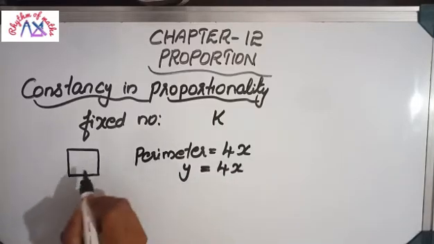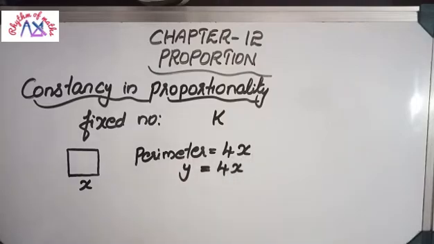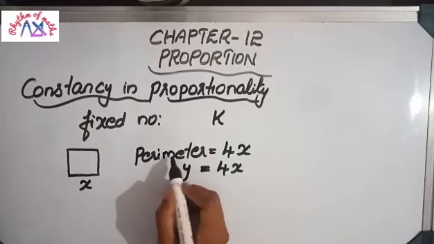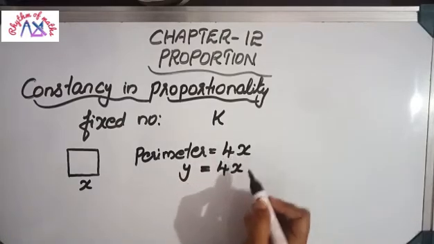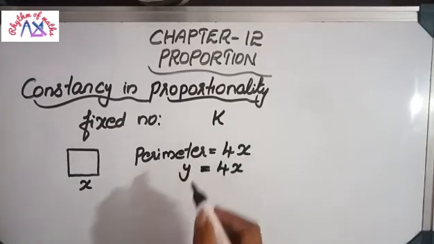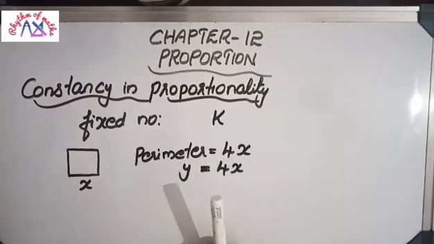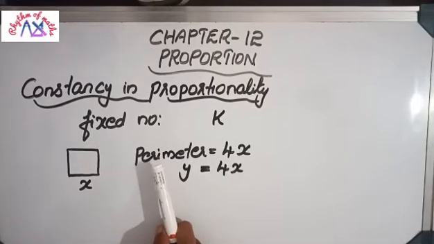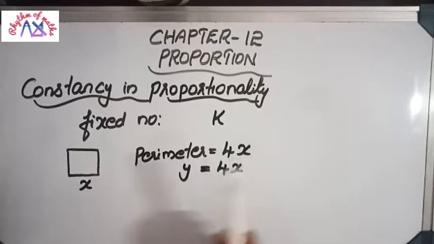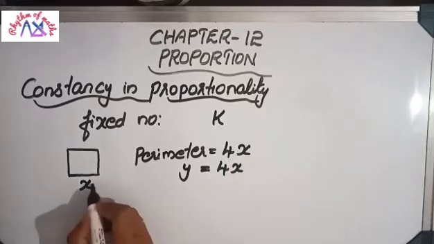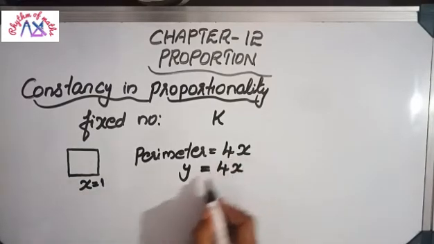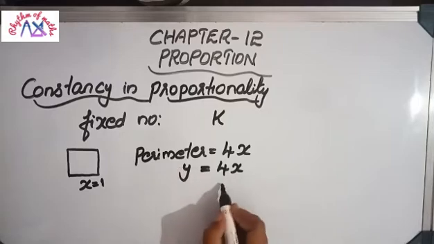Question is, are perimeter and side of the square in proportion? Proportion means if one quantity increases, the next quantity must increase accordingly. That means ratios must be the same. Here perimeter is 4 into x. Suppose the side is 1. Perimeter equal to 4 into 1, 4 will be the answer.